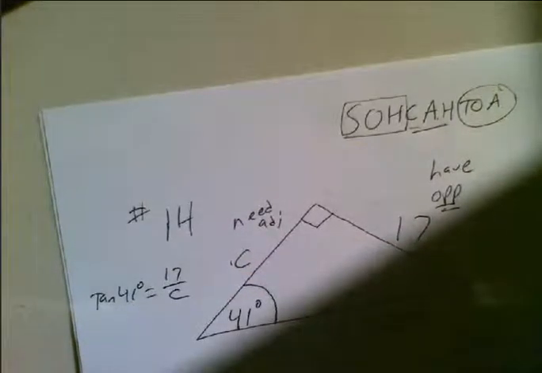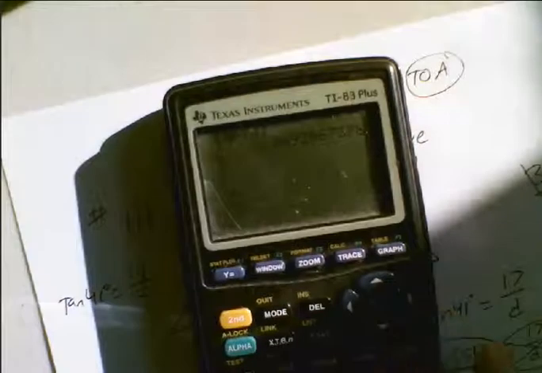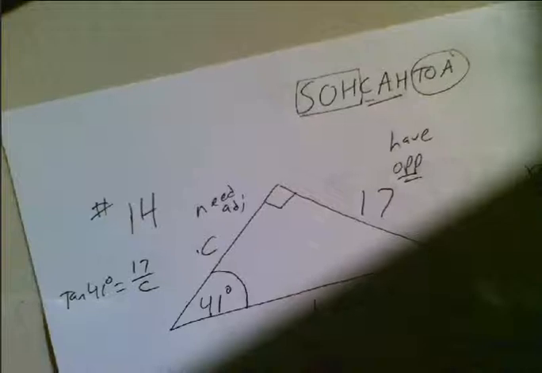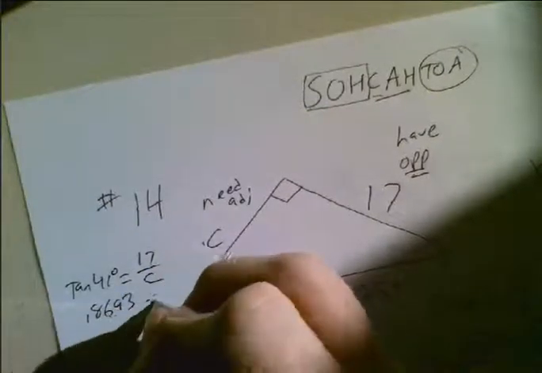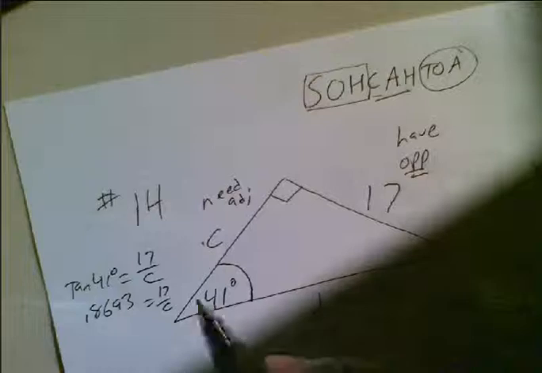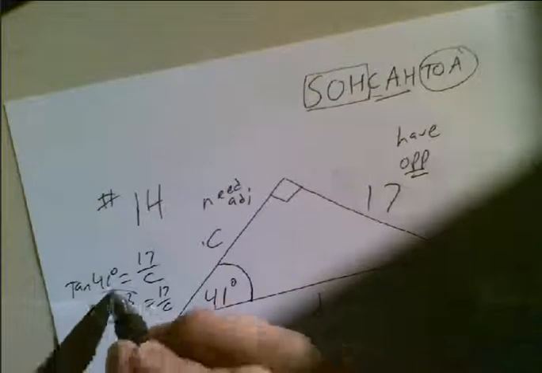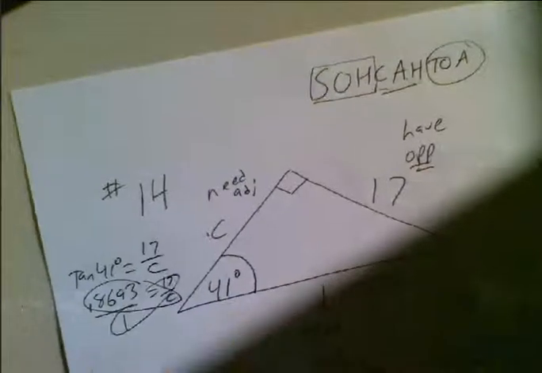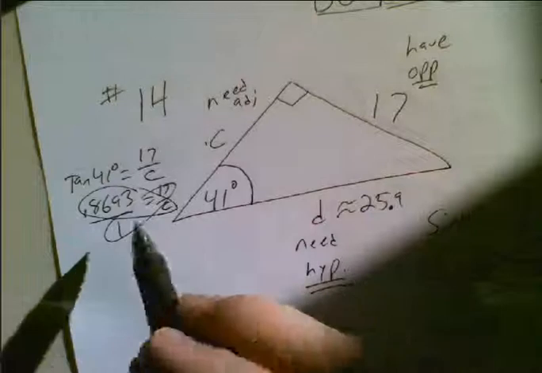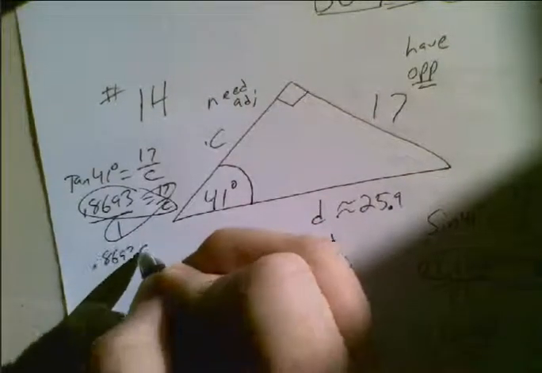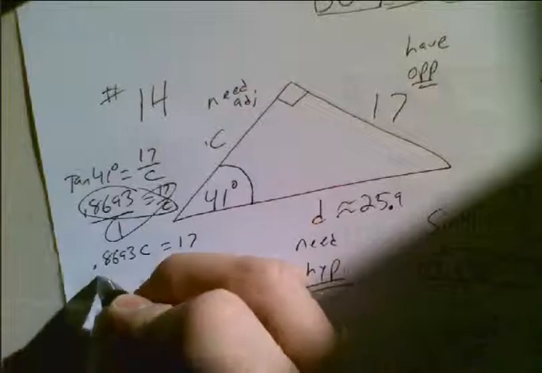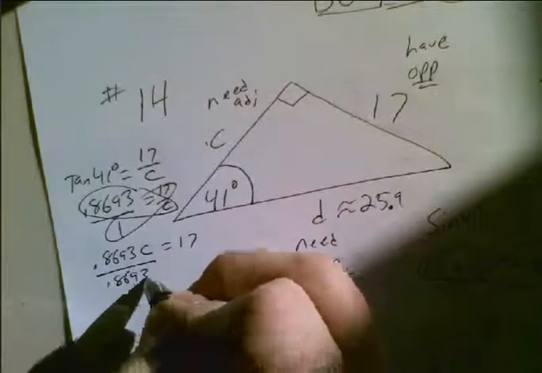Alright, so now I'm going to use tangent of 41. Tan 41 straight from the calculator. And I don't know if you'll be able to see that with the glare, but it's 0.8693. 0.8693 equals 17 over C. I'm going to cross multiply. Look at this one. Again, I'm going to have to deal with the decimal going with the C this time. So 0.8693C equals 17. Divide both sides.